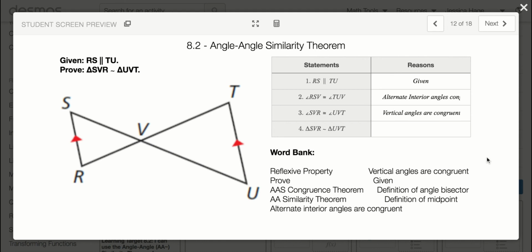And now we have 2 pairs of angles in each triangle. So we have angle S is congruent to angle U, and then our 2 vertical angles. So that is enough to say that triangle SVR is similar to triangle UVT by the angle-angle similarity theorem. And check and make sure it's in your word bank, which it is. And so that finishes part 2 of these slides on Learning Target 8.2.